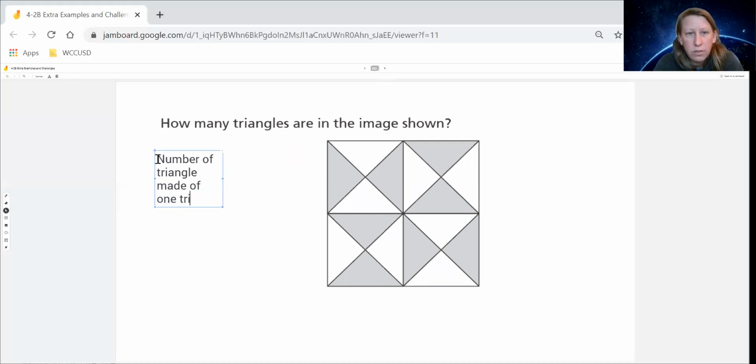So the smallest ones. And they counted 1, 2, 3, 4, 5, 6, 7, 8, 9, 10, 11, 12, 13, 14, 15, 16. Okay, and they wrote that down.